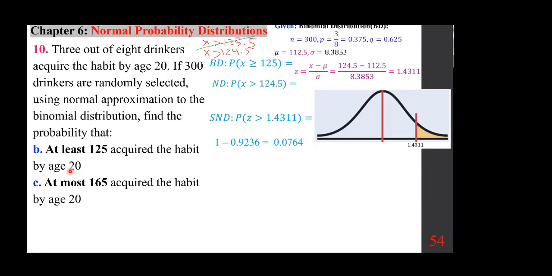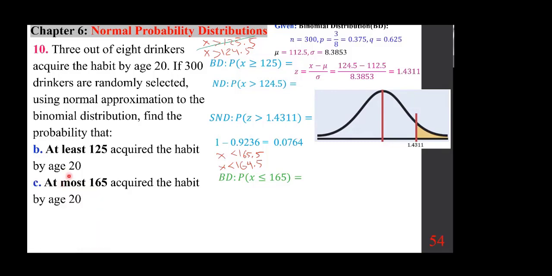Part C, at most 165 means x is less than or equal to 165. We are going to do the same thing. This is the endpoint 165, and what it means, we want the probability of x equals 165 plus probability of x equals 164 all the way to 0. So from 165, including 165 to 0, we can say x is less than 165.5. We can say x is less than 164.5. In other words, we can add 0.5, we can subtract 0.5, and now we need to figure out which one it is that we need.